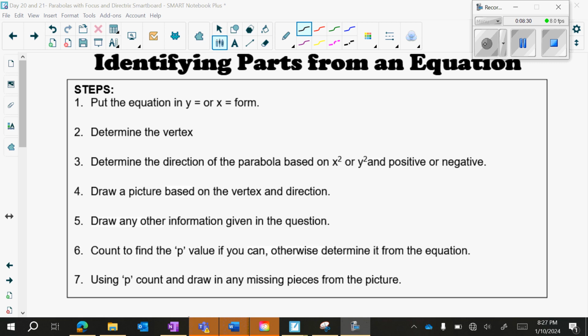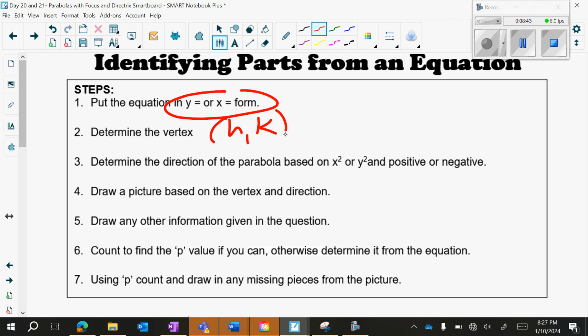Once your equation is in y equals form, which is vertex form, you're going to determine your vertex. Remember, it's the opposite sign of what's in the parentheses, and then you keep the sign that's not in the parentheses. Then you look at the direction of the parabola and determine if it's a positive or negative leading coefficient. If it's positive, it would be opening up if it's x squared, or right if it's y squared.